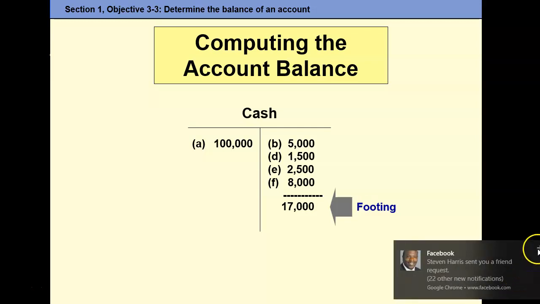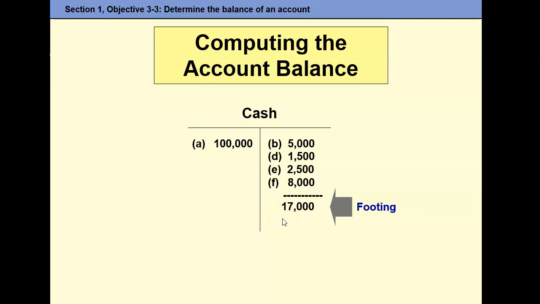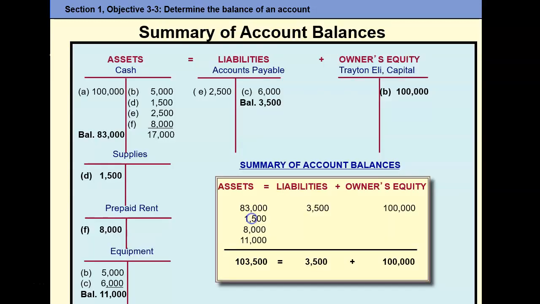Again, to determine the account balance, you're going to subtract the smaller side from the larger and record the account balance on the larger side of the account. So in this situation, our debit side is larger than our credit side. Therefore, the account balance for cash is going to be $83,000 shown on the debit side of the T account.